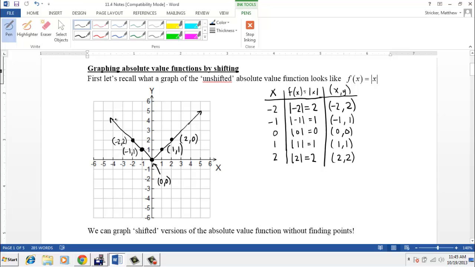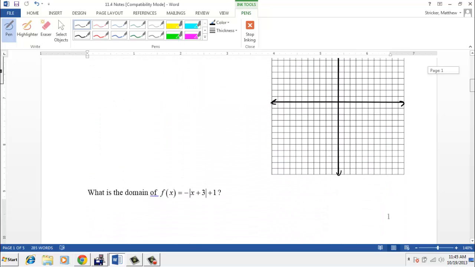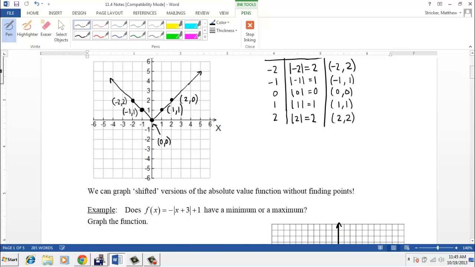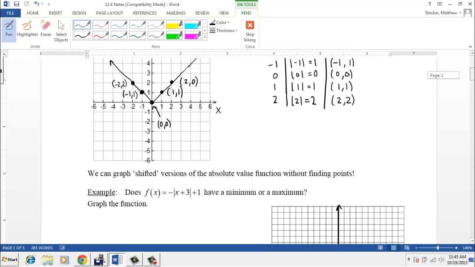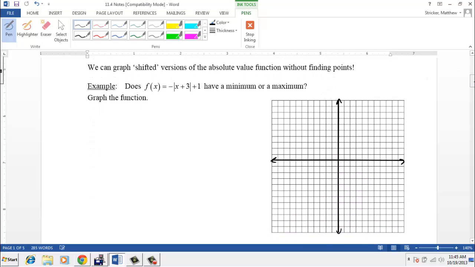And we also talked about how to shift these sorts of graphs. So if we take a look at a shifted version of the absolute value function, you remember that this negative in front makes it open down. Now, another way of saying opening down is that it means the same thing as reflect about or across.